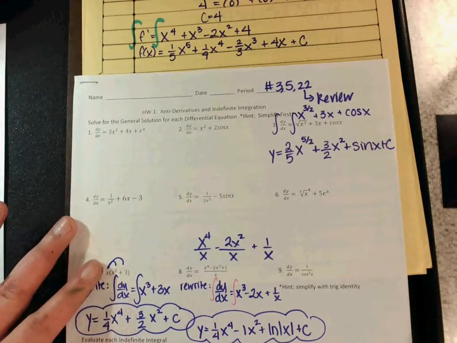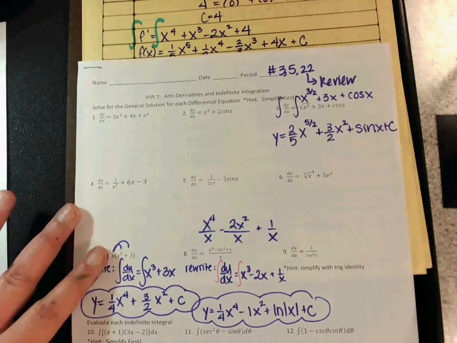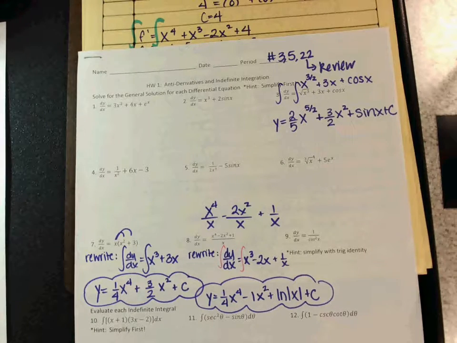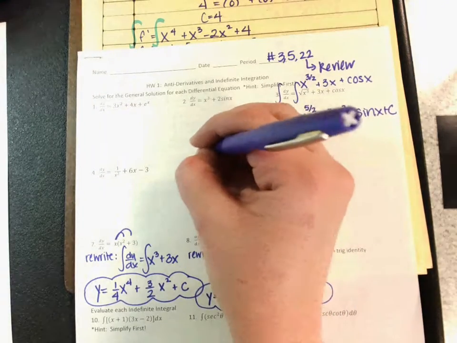Next one, take a look at number 5. People always do this one wrong. Do you need to do a rewrite? Yes. What are you rewriting? Are you rewriting the 2x to the third? No, only the what? X to the third. So look, watch. This should be like this.